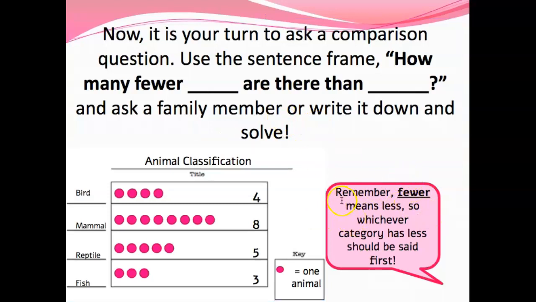So one thing to pay attention to, fewer means less. So whichever category has less should be said first. Because it wouldn't make any sense if I said how many fewer mammals are there than birds. Would it? No, because there aren't less mammals than birds. So whichever category has less, we have to say first. Pause to solve.